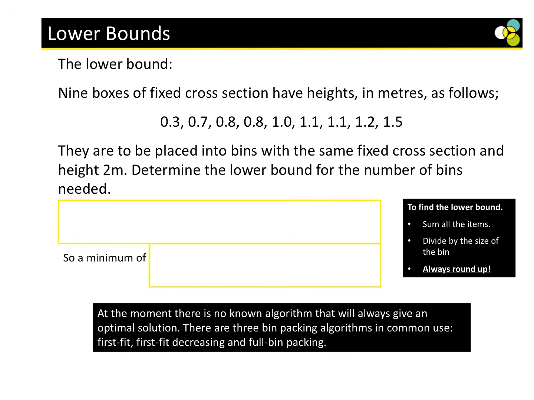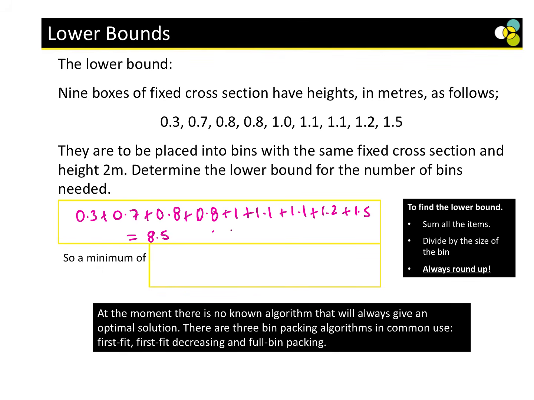If we add them all up, so 0.3 plus 0.7 plus 0.8 plus 0.8 plus 1 plus 1.1 plus 1.1 plus 1.2 plus 1.5, okay? The heights of all of them are 8.5. If I think that each bin can only have 2 meters high, of course, I'm going to divide it by 2.